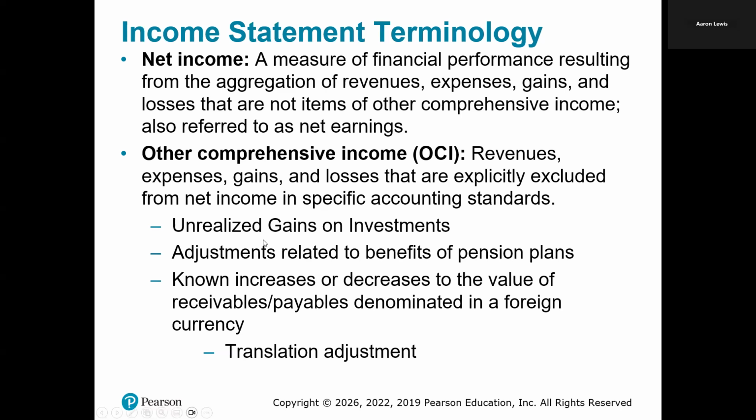And the big three things that are in there, which we're going to talk about multiple times in this PowerPoint presentation, are any unrealized gains on investments. So if you have an investment that has appreciated greatly in value, you can have that gain in your comprehensive income. Adjustments related to the benefits of your pension plan. When you have employees that get a pension and they contribute a certain amount of their paycheck to the pension plan every single period, you don't just set it aside in a pillowcase or whatever. You invest it in some kind of portfolio. And that goes up and down as time goes on.